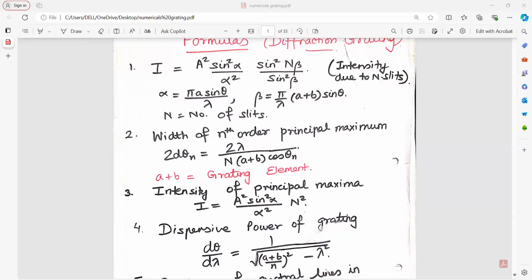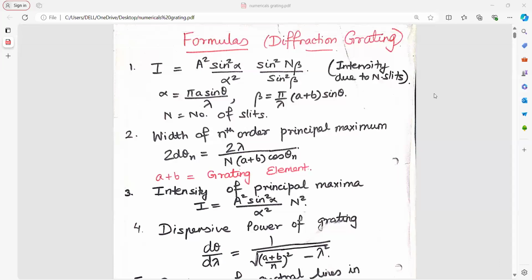Hello students, in today's lecture, we are going to discuss the numericals of diffraction grating. So let us first revise all the formulas we will be requiring to solve the numericals.